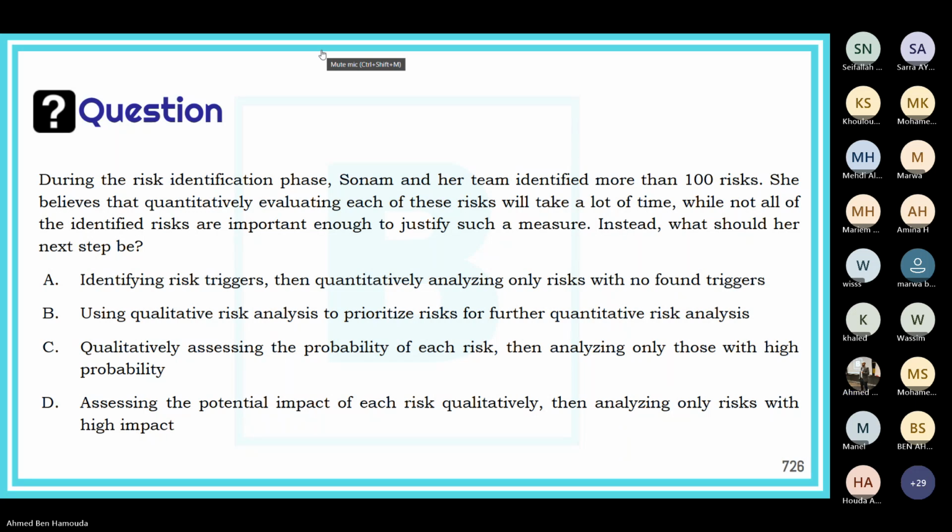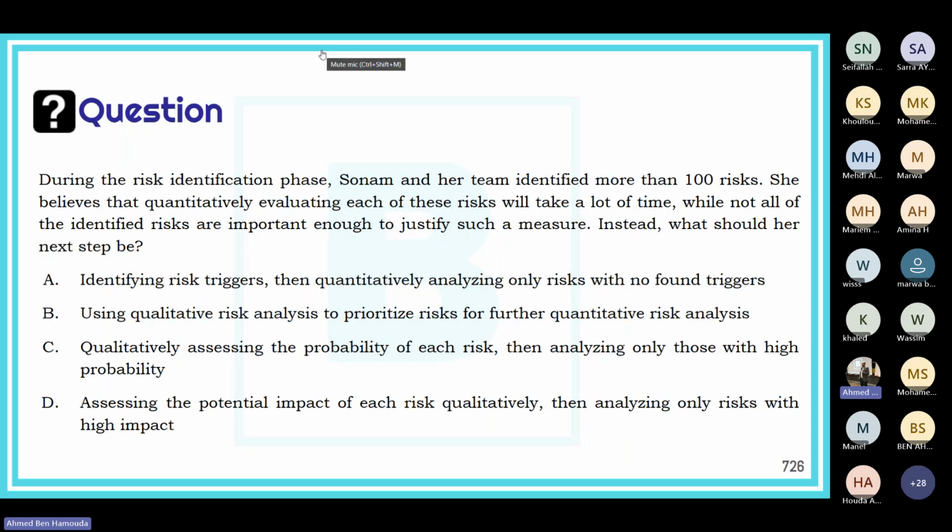Identifying risk triggers, then quantitatively analyzing only risks with no found triggers; using qualitative risk analysis to prioritize risks for further quantitative risk analysis; qualitatively assessing the probability of each risk, then analyzing only those with high probability; or assessing the potential impact of each risk qualitatively, then analyzing only risks with high impact.